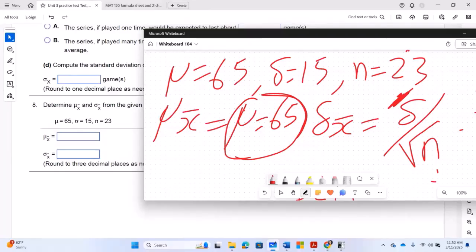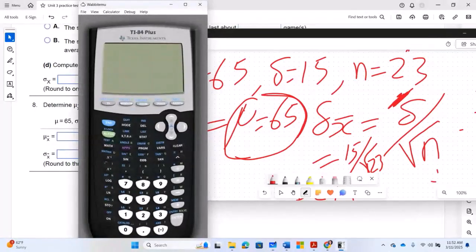I can calculate this because everything is given to me. The standard deviation is given to me to be 15. The sample size is 23, so I divide 15 by the square root of 23. I get my calculator and put them in. I'm going to clear the screen, and I'm told to find the standard error. So 15 divided by the square root of 23.